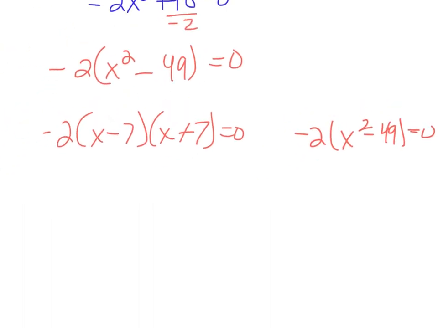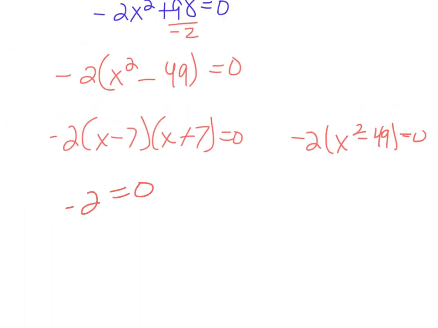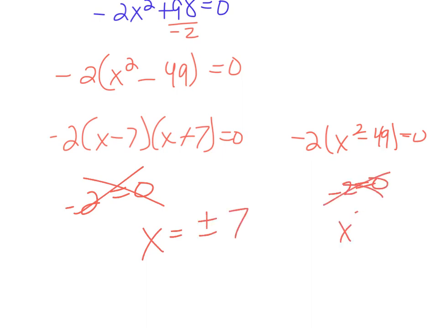If you don't see that, you'd have negative 2, and then x squared minus 49 equals 0. That's fine. If I set this equal to 0, does negative 2 ever equal 0? No. So then you don't even have to worry about it. So I have x's at plus or minus 7 in both cases. So x equals plus or minus 7. Perfect.